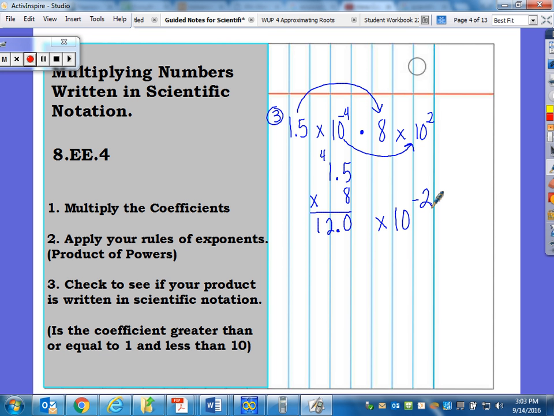Step 3. Is our number written in scientific notation? It is not. We must move the decimal back one place to create 1.2. Since we made our coefficient smaller, we now make our exponent bigger by adding 1 to the power of 10 to give us 10 to the negative 1. Our answer is now written in scientific notation.